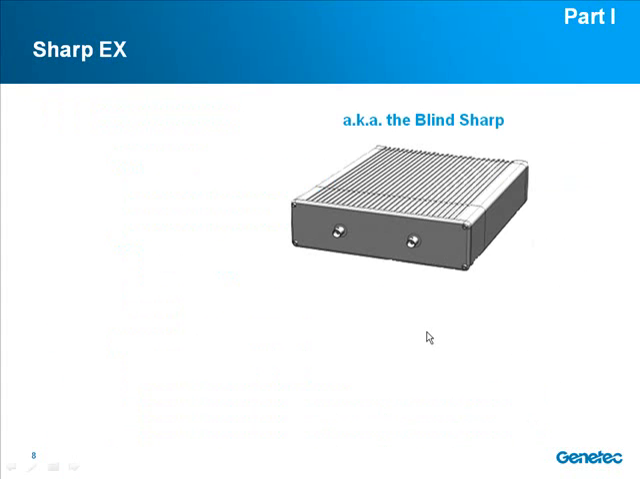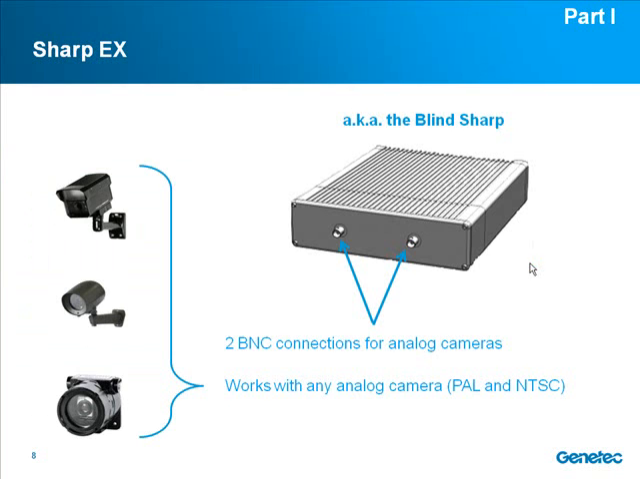So let's take a closer look at each, starting with our Sharp EX, also known as the blind Sharp. Basically, it's like a classic Sharp, except we've removed the front of the unit where we have the lenses and illumination. Instead, we've replaced it with 2 BNC connectors, which can be used with any analog cameras, either NTSC or PAL. The only limitation is that the cameras must both be the same model if you'll be reading plates with both of them. We've done some tests with various analog cameras, but we don't have a supported hardware list for the cameras that can be attached to a Sharp EX.